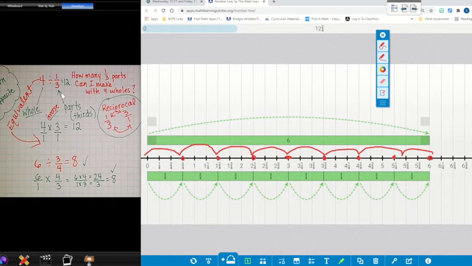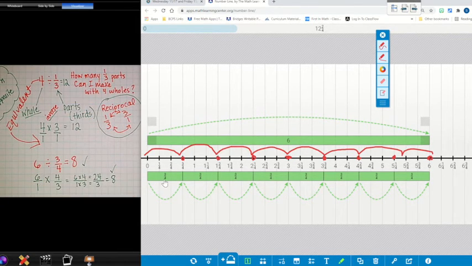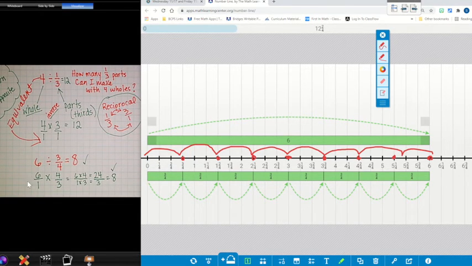You can multiply by the inverse, which would be multiply by the reciprocal of the fraction that you're dividing by. But if this is a little hard for you, and sometimes this is not something that makes sense. For me as a learner, I had a hard time with this. I had to see it on a number line, and it made so much more sense to me. Okay, so this is a really, really good strategy for helping you to divide.